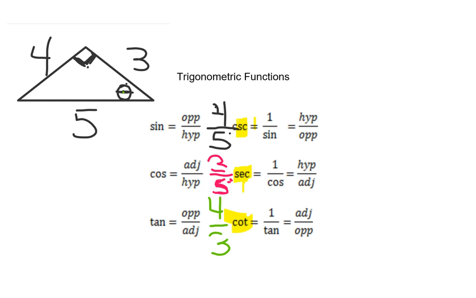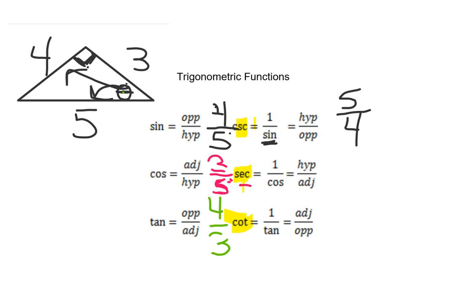Now these are just going to be reciprocal functions, which means that my cosecant is just going to be the reciprocal of sine, which essentially is just going to flip our relationship. So instead of it being opposite over hypotenuse, our cosecant is going to be hypotenuse over opposite. So it'll be 5 over 4. So hypotenuse over opposite. It flips that relationship.